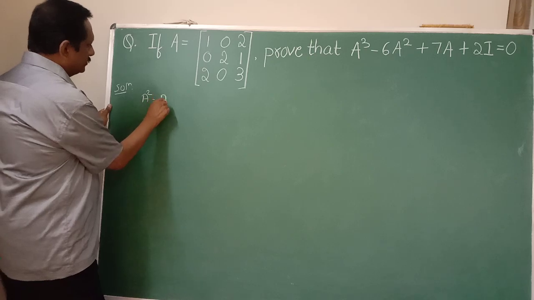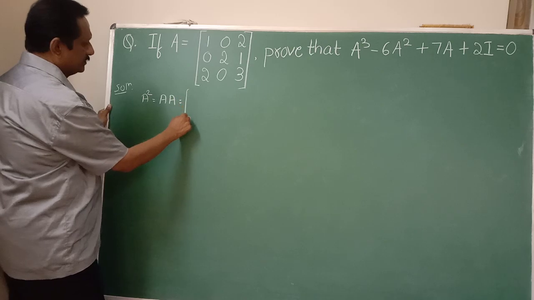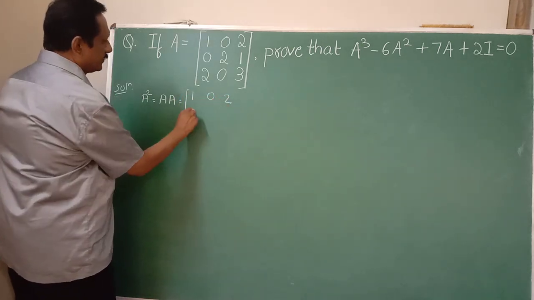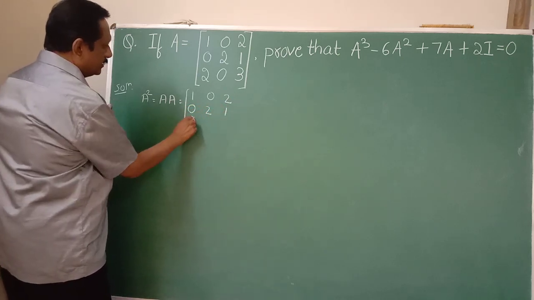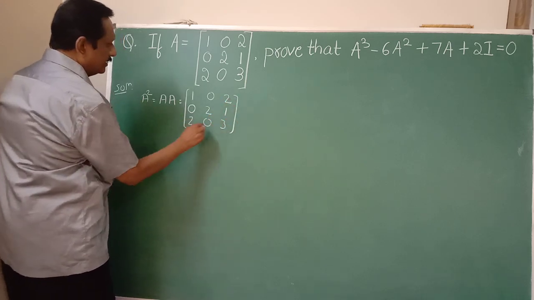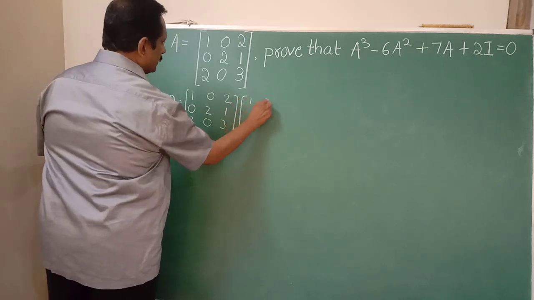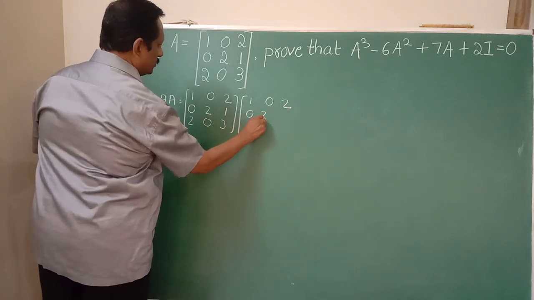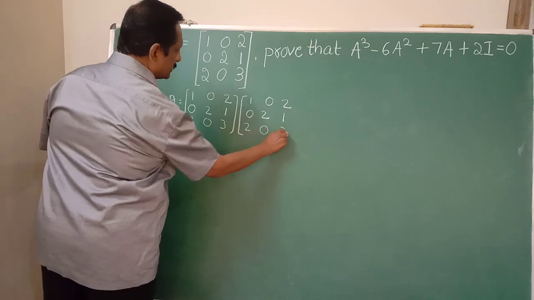A square is equal to A into A here. A is this matrix here. So write here 1 0 2 here, then 0 2 1, 2 0 3 here. Okay, then into, write the same matrix here, 1 0 2 here, then 0 2 1, 2 0 3 here.